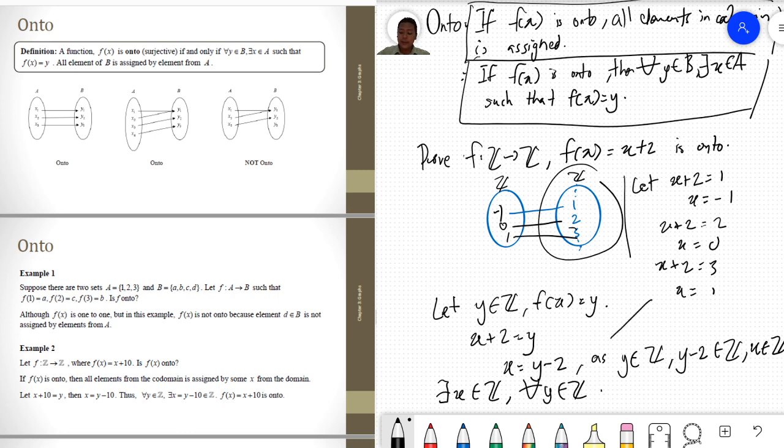You can double check with this counter proof. If y is 1, then x is just 1 minus 2, and that x is an integer. If y equals 2, then x is 2 minus 2, which is 0, and 0 is an integer. It means for every possible element in the codomain, there exists an element x which is an integer. As my conclusion here, f is onto. You can look at the further proof in the actual slide.